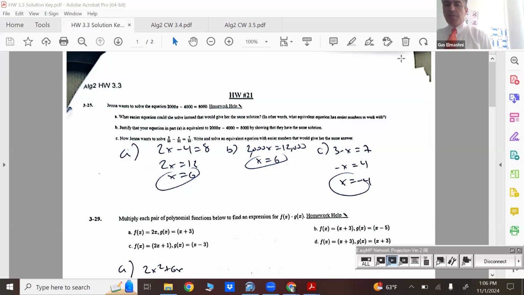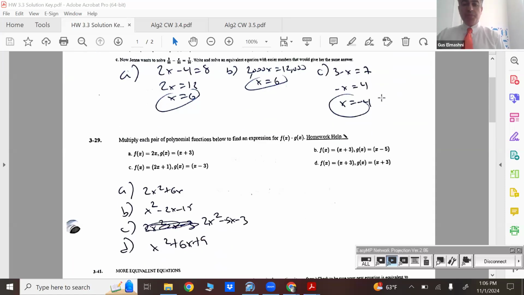Part C is a new equation, but there's a commonality. Every single term is divided by 50. Drop the 50. You should get 3 minus x equals 7. X should equal -4. So hopefully that makes sense how to simplify the equations. That should be pretty straightforward, right?